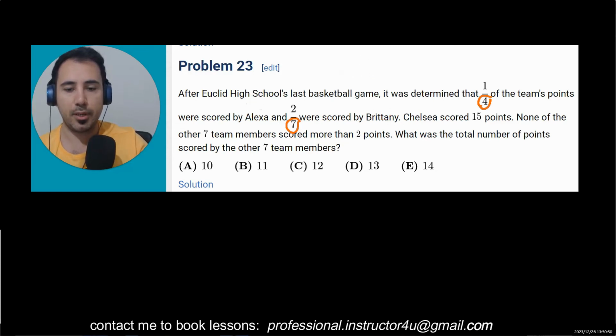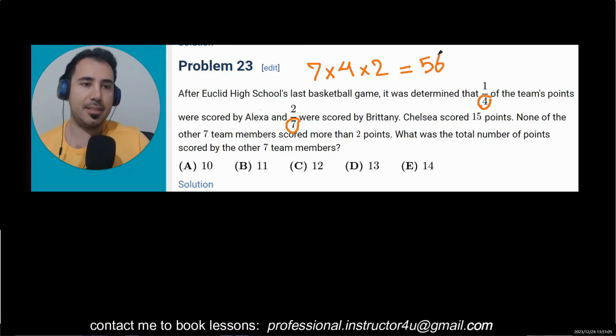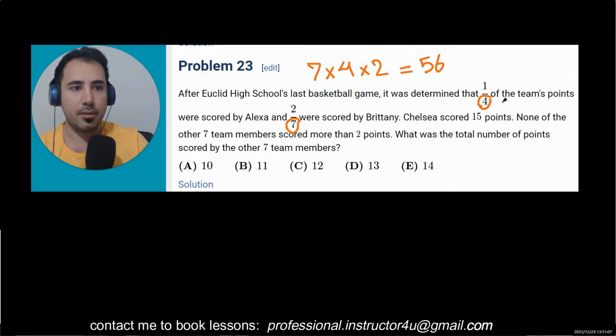So remember, we want a number that is divisible by 7 and by 4. And the next number would be 6 times 4 times 2. So let me write it here. It's 56, isn't it? So if this is 56, 1/4 of the team's scores were scored by Alexa.